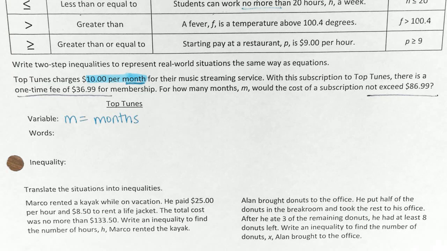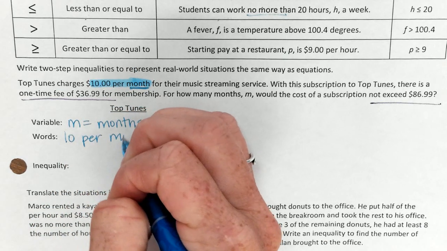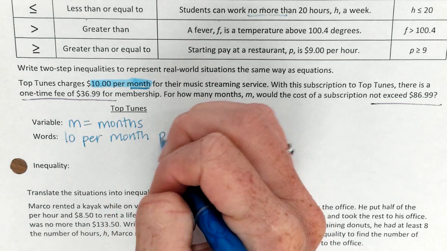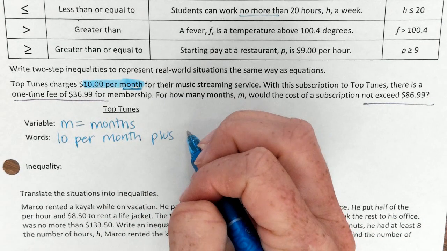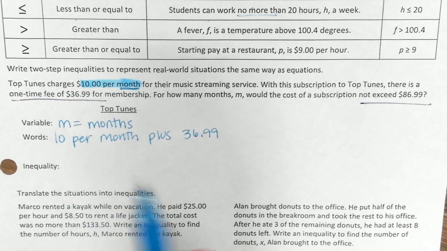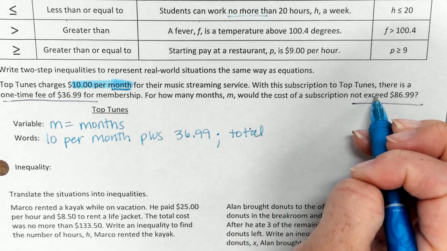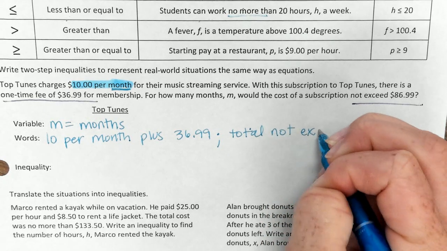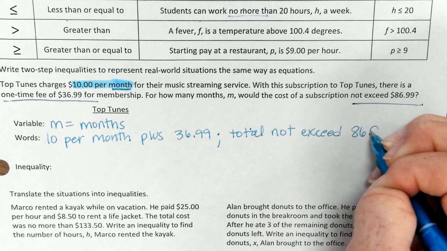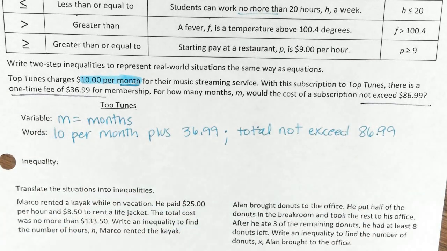Now I want you to write in words our inequality. So this is what I would write. It cost $10 per month plus, what else am I going to pay? $36.99. And then my total should not exceed $86.99. So I basically took that word problem and made it a shorter amount of words so that I can now write it mathematically.